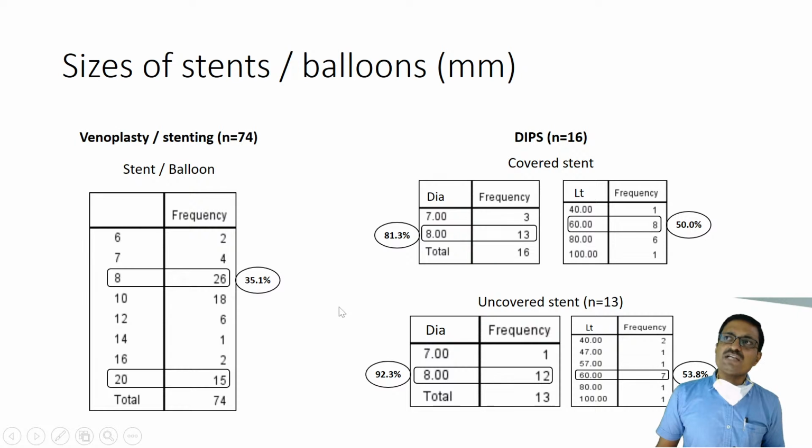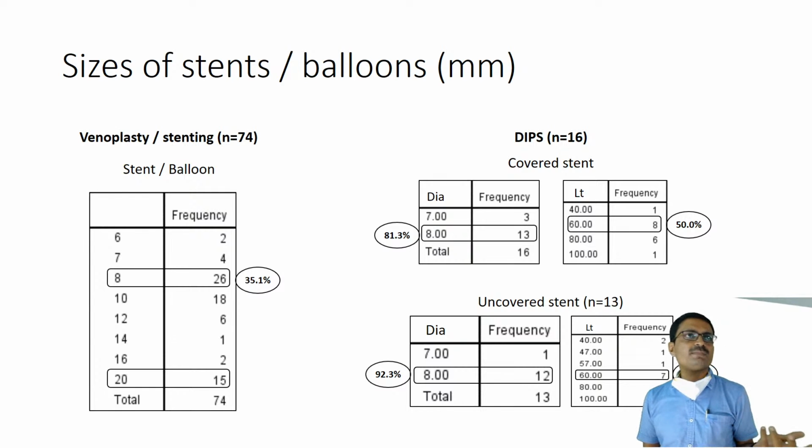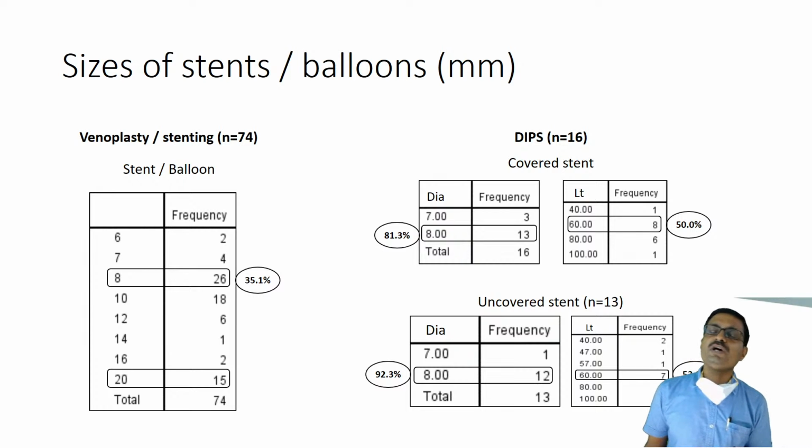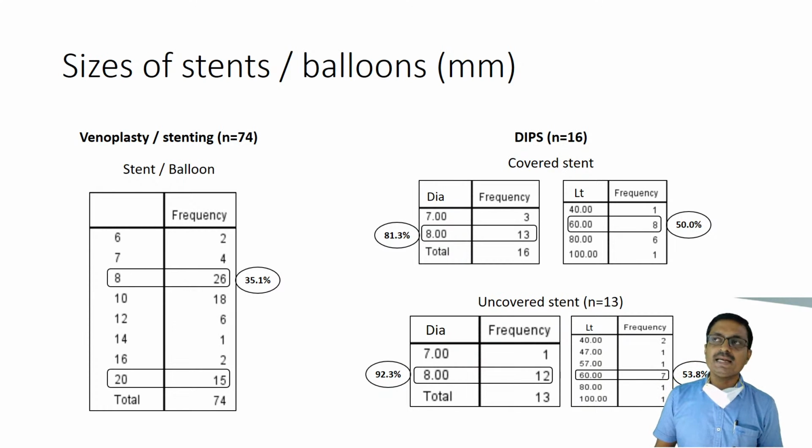Coming to the size of the stents which we used, because they are children, we try to use 8 mm stents or 8 mm balloon catheters. Again, this depends on the size of the vessel which we were trying to treat or recanalize, and 8 was the standard one, which was possible in most of these patients. For the IVC, 20 is the standard size because it is very capacious and can allow a 20 mm balloon to be dilated. For DIPS as well, 8 was the most common stent, and a covered stent was used.